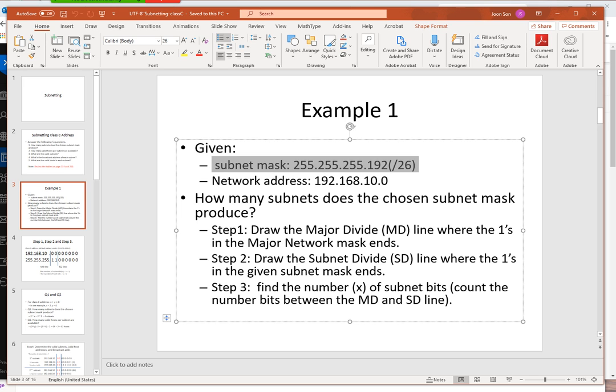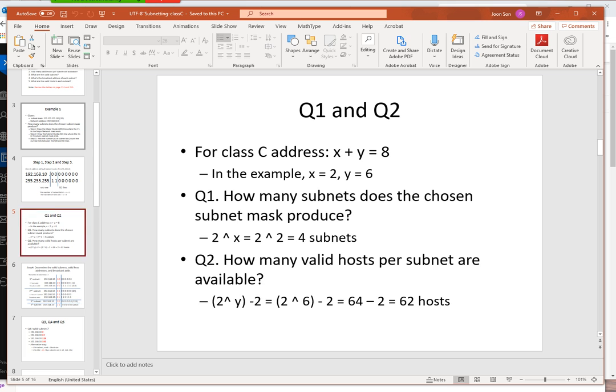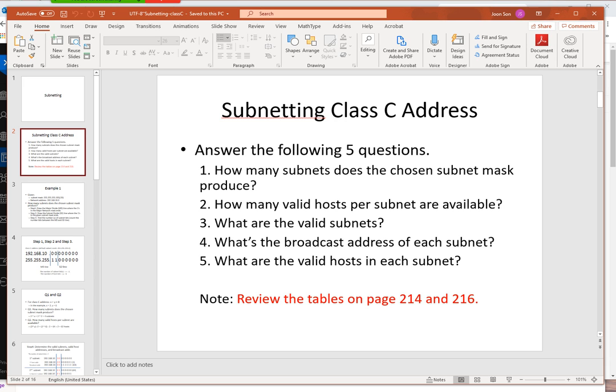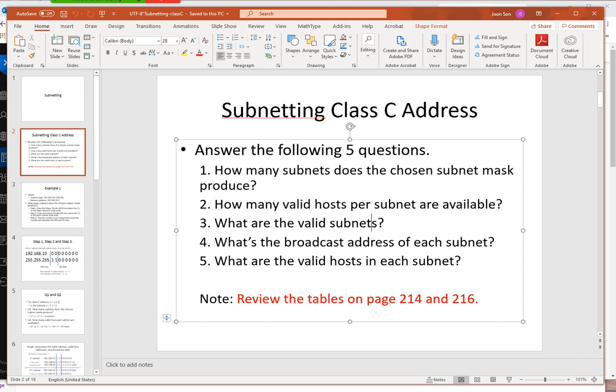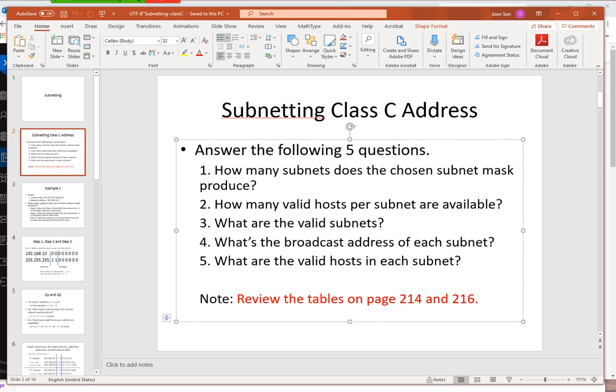Okay. So now, there are 5 questions that I want you to answer. When I give you those three pieces of information, as long as you can answer these 5 questions, then you are in good shape. You don't have to worry about anything. The first question: how many subnets does the chosen subnet mask produce? And number 2: how many valid hosts per subnet are available?